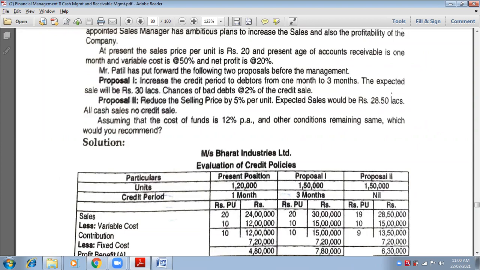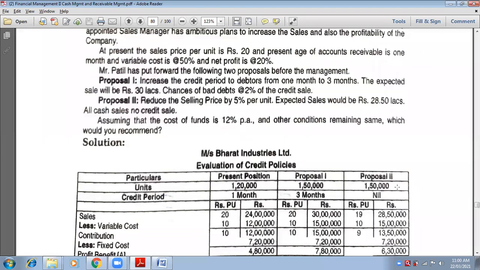28 lakhs 50,000 divide by 19. Make a bracket here. 28 lakhs 50,000 divide by 19. So what is the answer in option number 2? 1,50,000. How did you find this 1,50,000? You need to make a bracket. 28 lakhs 50,000 divided by 19.